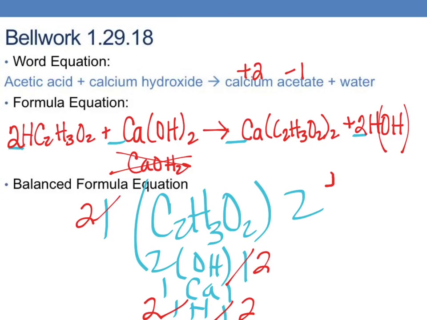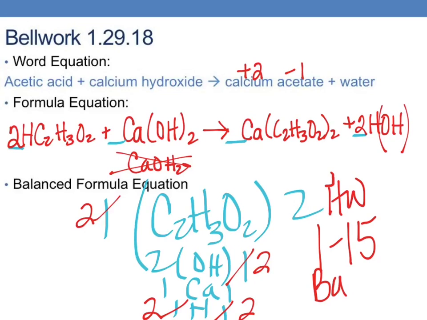Okay, so we have done the bell work. Now your homework tonight is going to be on the back. It is 1 through 15. You have to balance those, and you have to classify the type of reactions, which we're talking about today. Okay?